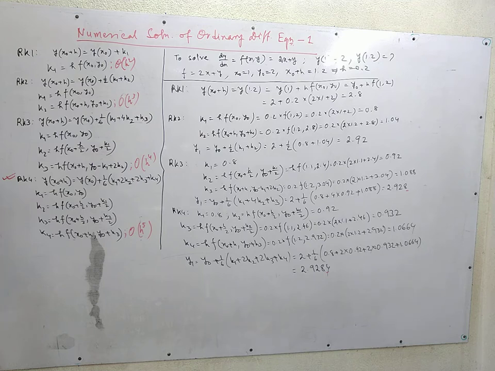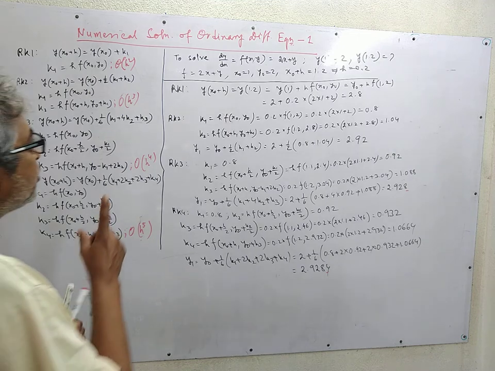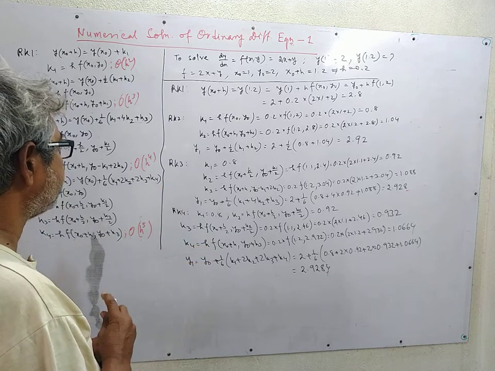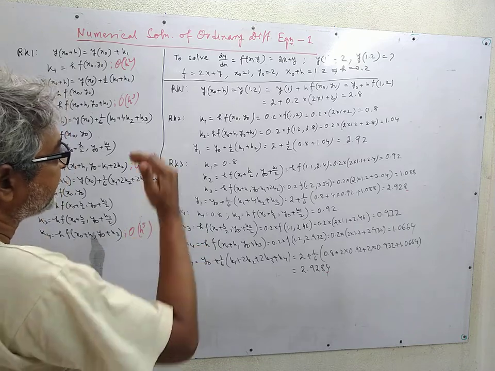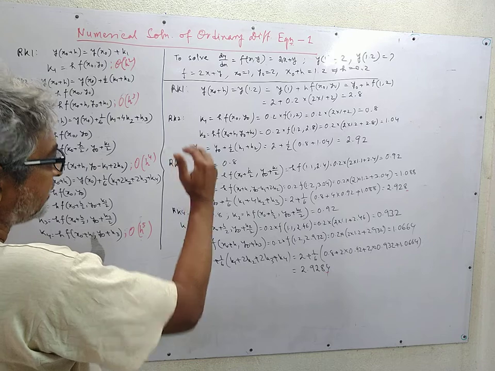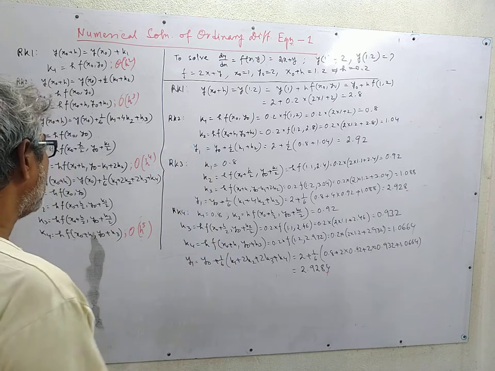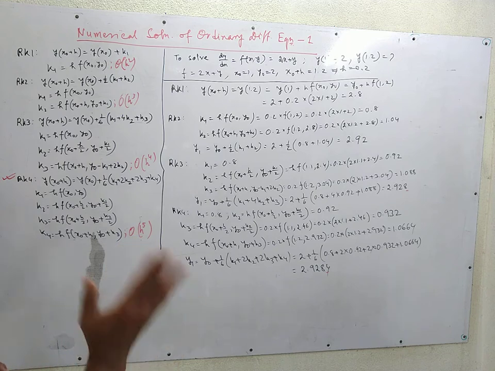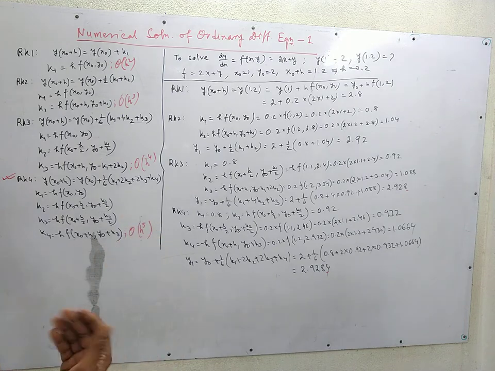So what do we do? We may go from x is equal to 1 to x is equal to 2 in suitable steps. Say first we divide it with h is equal to 0.2. Then we see what is the result. Then we decrease h to 0.1 and see how the difference is.